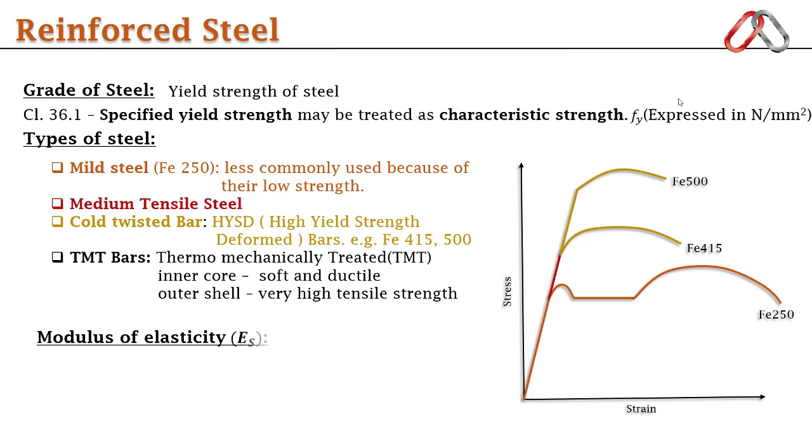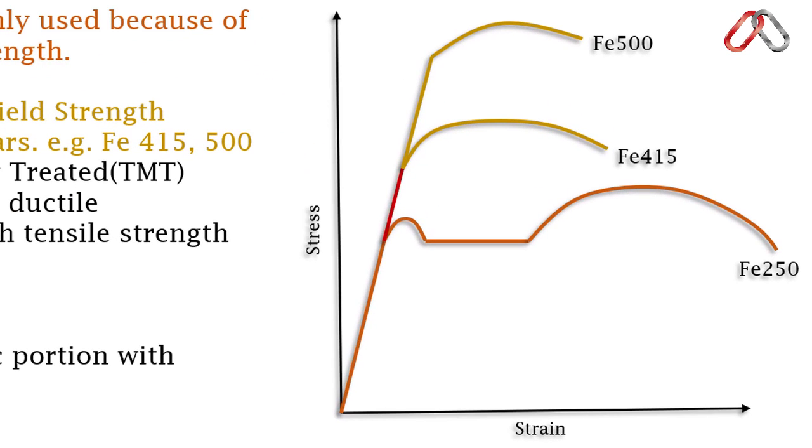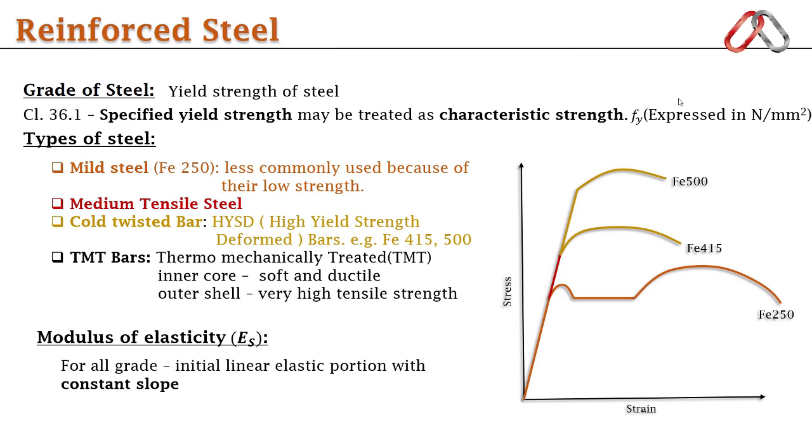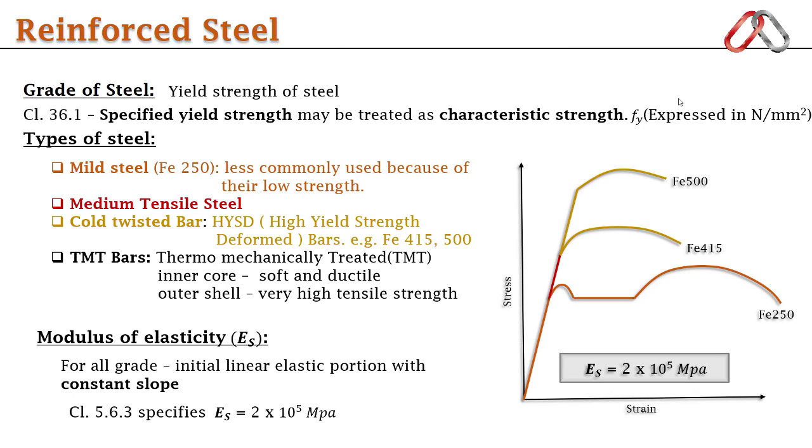Now let's move to another topic, modulus of elasticity of steel bar. All grades of steel have an initial linear portion of constant slope, and you can see here these have the same slope, and that's why all of them have the same modulus of elasticity. IS code recommends the value of modulus of elasticity as 2 into 10 to the power 5 Newton per mm square, or we can say megapascal.